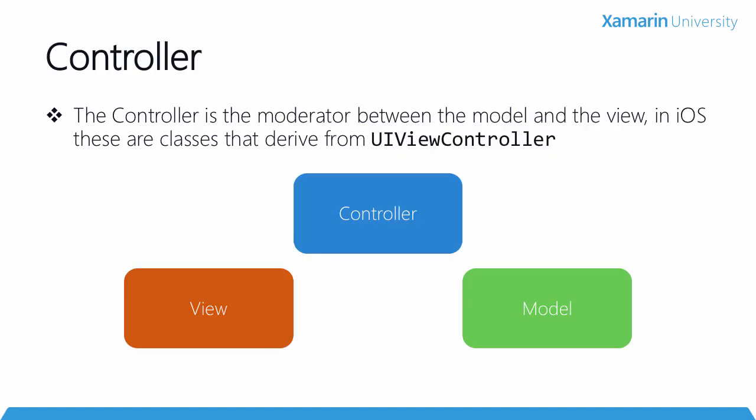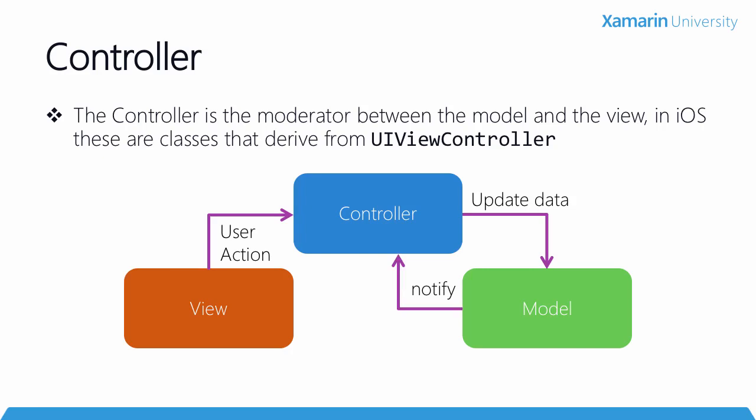The final piece is the controller, and this is the interaction between the model and the view. This is always done by an element we call the controller. The controllers in iOS are always derived from a base class called UIViewController. Now, the way this works is typically our view performs some sort of action. So the user taps on an element or slides a slider or enters some text. That notifies the controller. The controller then responds by updating some data in the model. The model then tells the controller that, hey, this data has just been changed, and the controller then pushes that data back into the UI.